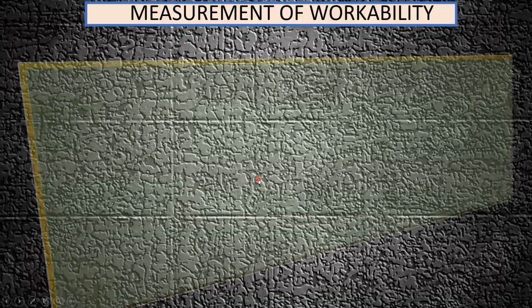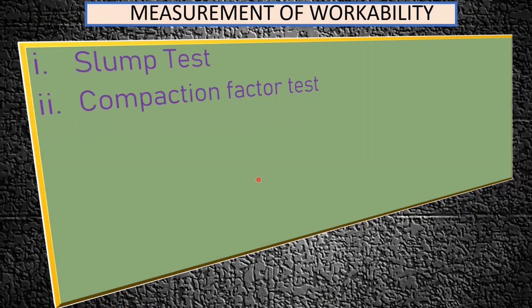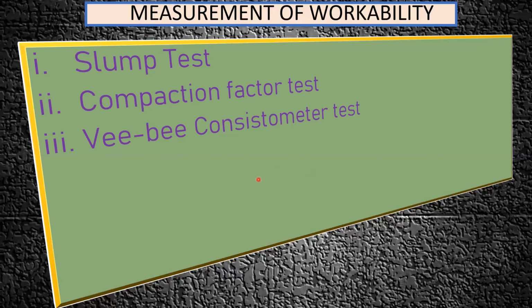Now going for the measurement of the workability. So far we have seen what is workability, but how do you measure the workability, we need to understand. The first is a slump test. The second one we have is a compaction factor test. The third one is the VB consistometer test. And the last one is a flow test. To begin with, we'll start with the slump test, which is very important.